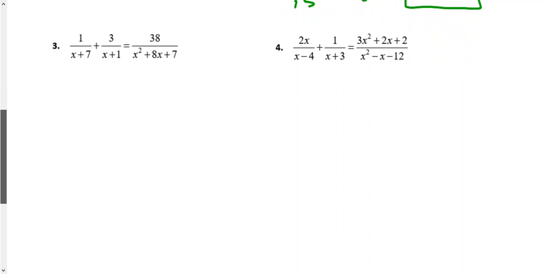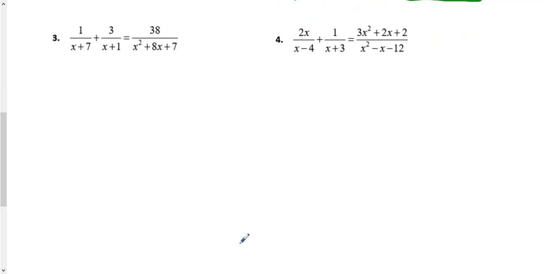Then we can go to problem number 3. And again, if this is going too fast, make sure you pause or rewind the video. First I check, are my denominators the same? No. So then I have to make them the same. And I do that by factoring. X plus 7 cannot be factored, so we put it in parentheses. X plus 1 can't be factored, we put it in parentheses.